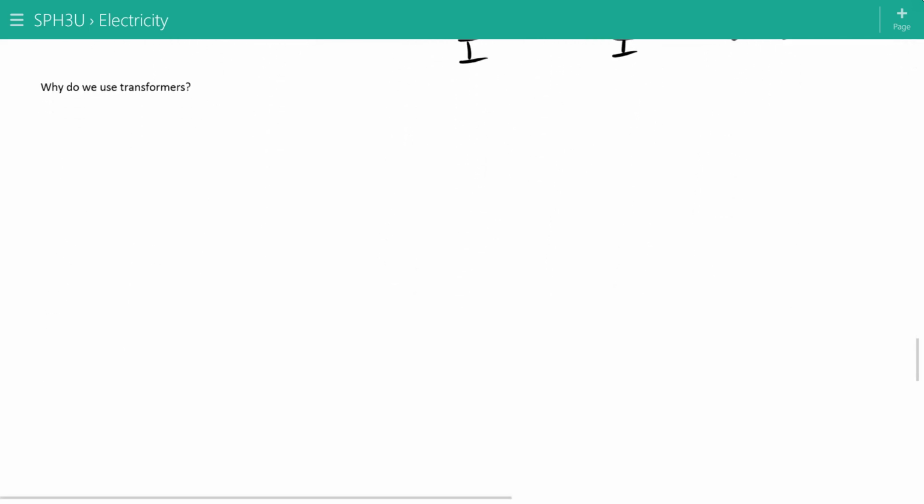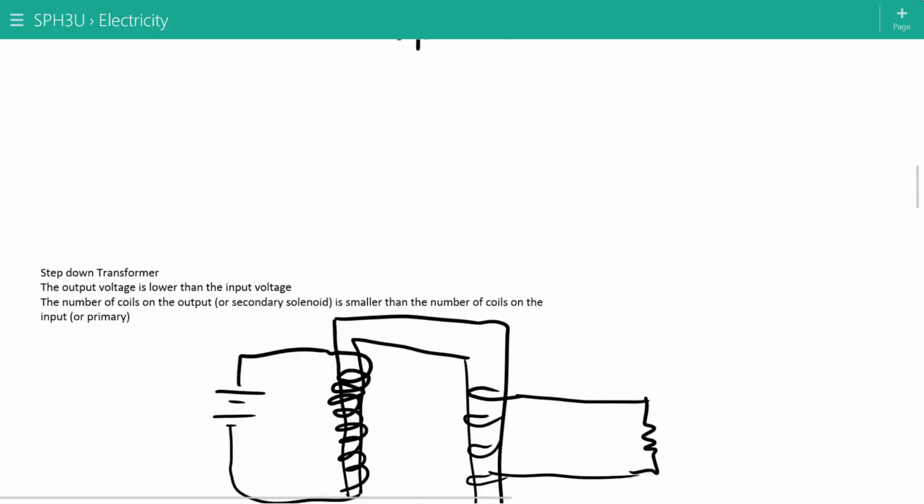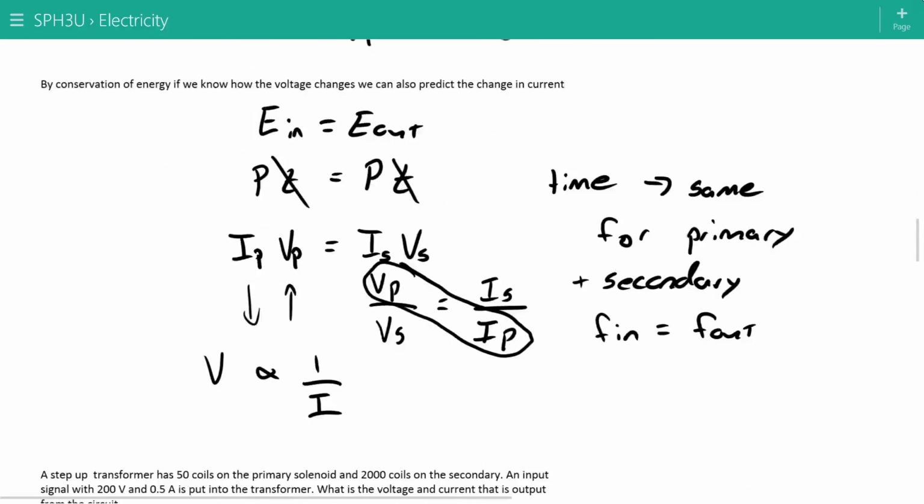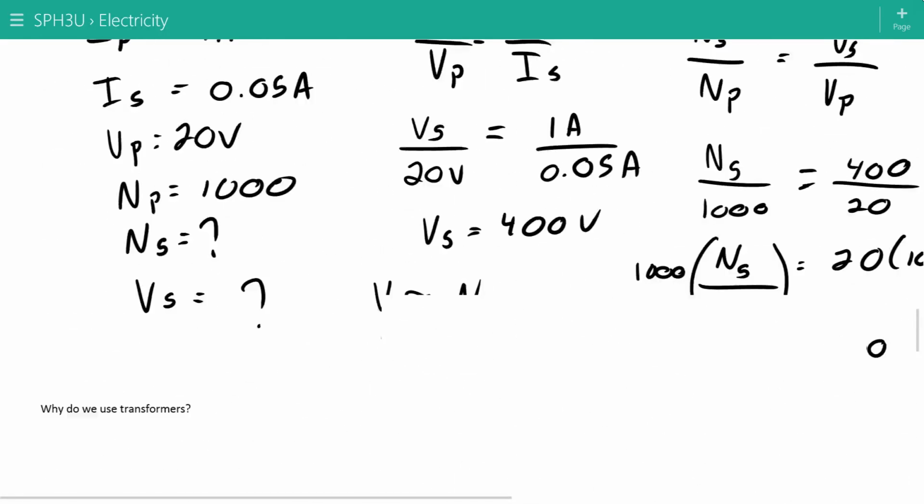Okay, so, who cares? Why did we make this fancy thing called a transformer? It was nowhere near as exciting as the transformers from the movies. So perhaps you can explain to me why this matters.